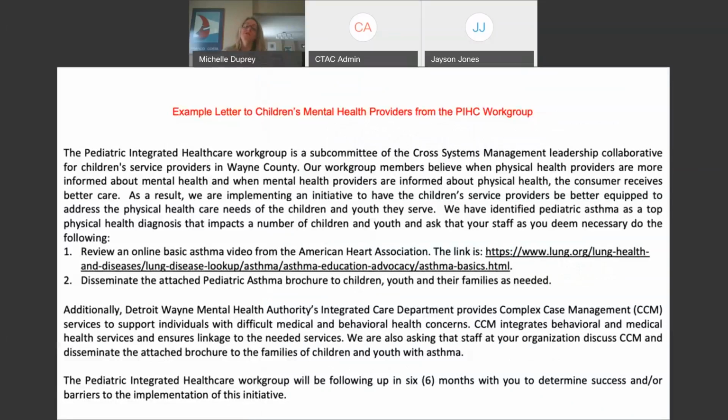So this is a letter, an example for you to see of what the Pediatric Integrated Healthcare Work Group put out to all of the providers, because not all of them were on this team. Some of them just weren't able to do it. But we basically said, this is what we're doing. We believe that when physical health providers are more informed about mental health, and when mental health providers are more informed about physical health, the consumer receives better care. This is our mantra. So we're introducing to everybody what we believe in and what we want to do. We're creating this initiative to help with this.